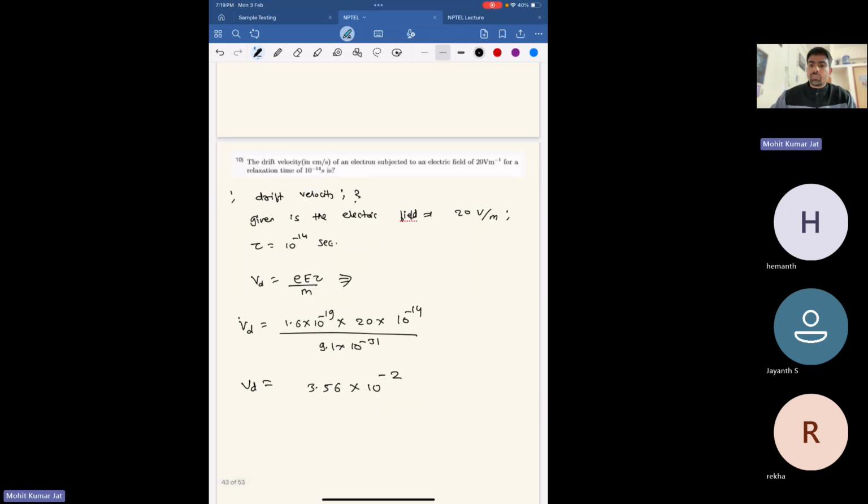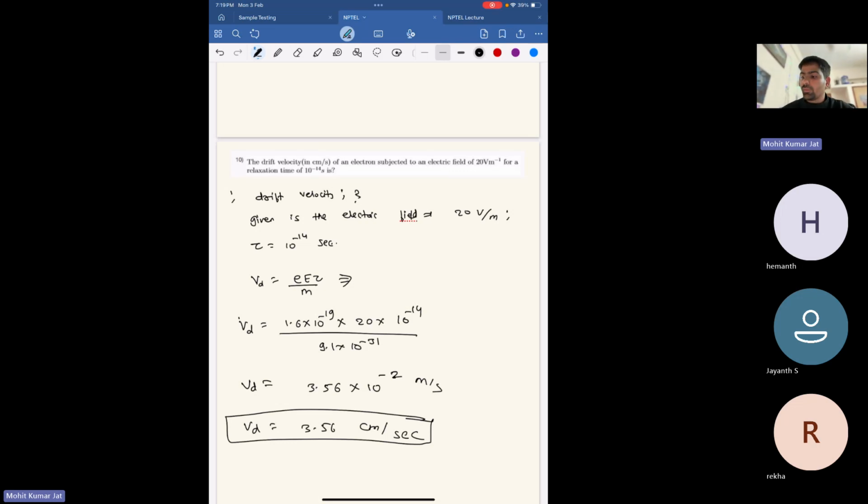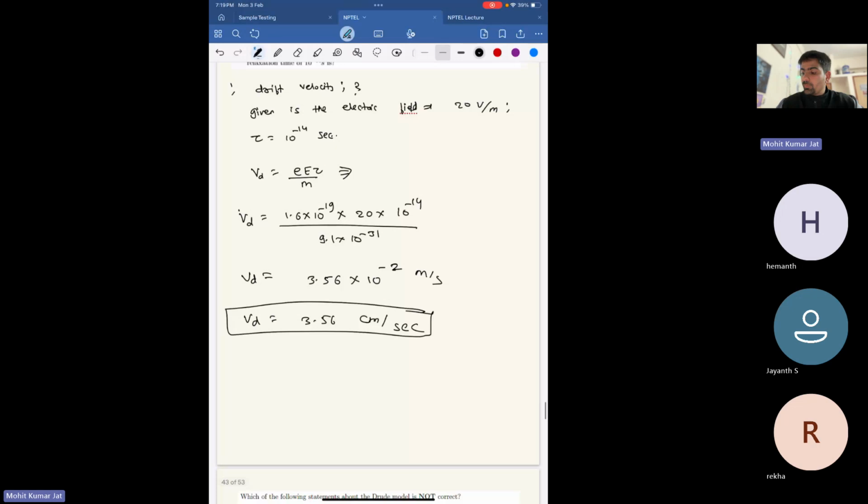Yeah. So you can write it's meter per second, and Vd you can write as 3.56 centimeter per second. That's the drift velocity of the electrons in the given constraints of 20 volt per meter. Any question? If there is any question, you can ask me or write in the chat box.